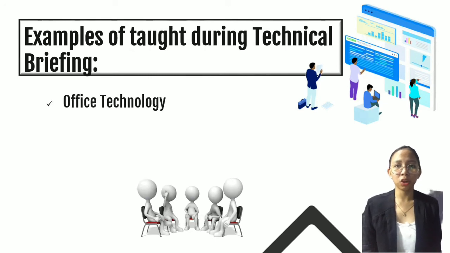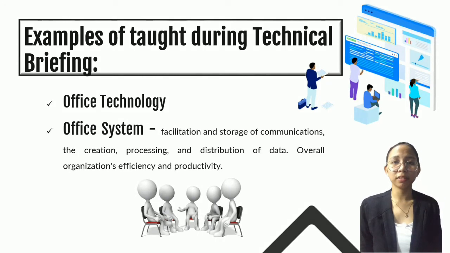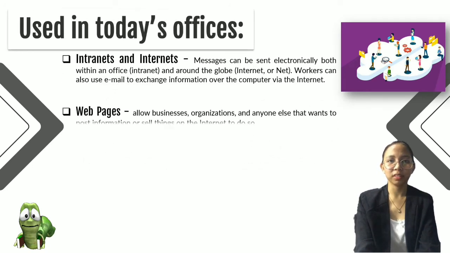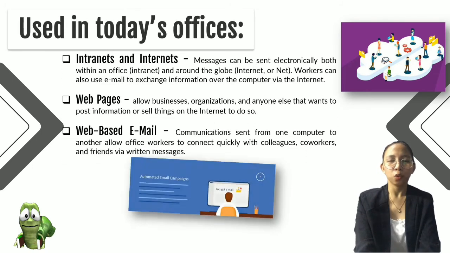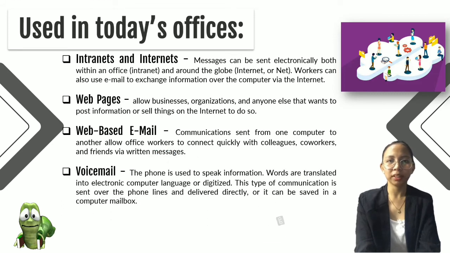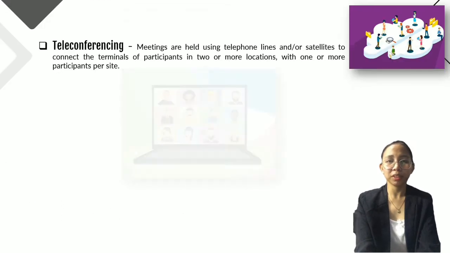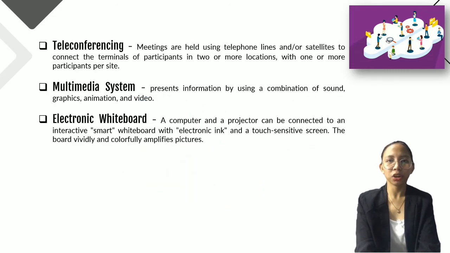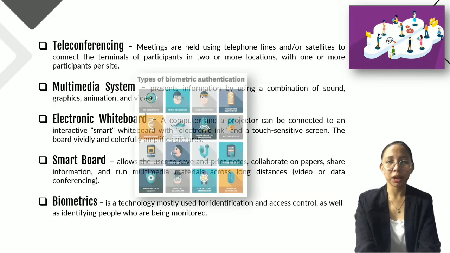There are some examples of that during technical briefing. First is office technology. Second is office system. There are some technologies used in today's offices: intranets and internets, web pages, web-based email, voicemail, portable PCs, teleconferencing, multimedia system, electronic whiteboard, smartboard, and biometrics.